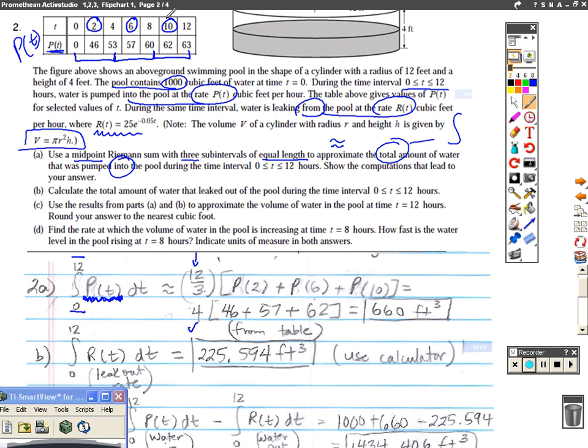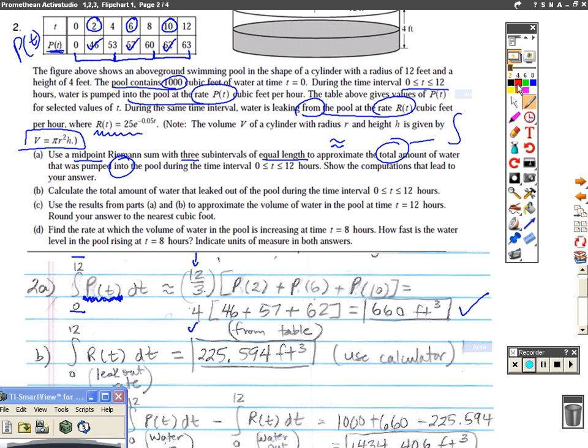So the height of the first rectangle is 46. Height of the second rectangle is 57. Height of the third rectangle is 62. So from the table above, I do the arithmetic, and I find out that 660 cubic feet of water went into the pool during the first 12 hours.